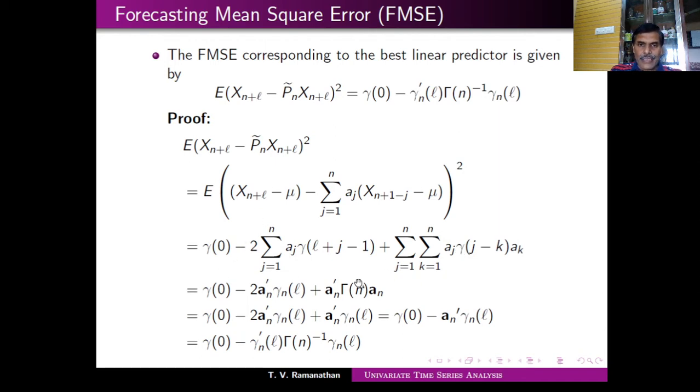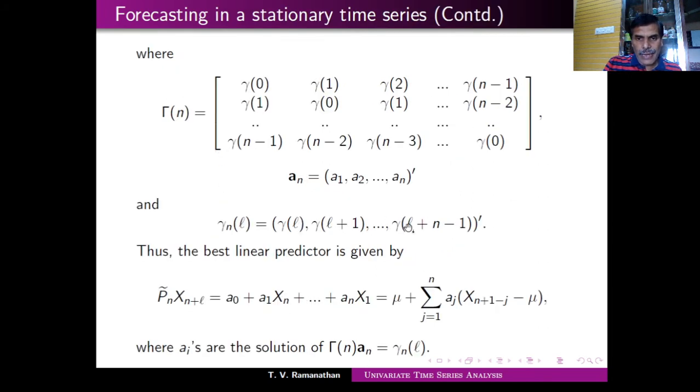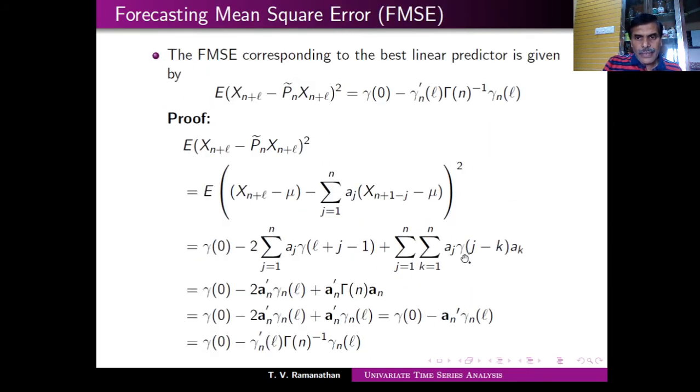Now if you rewrite this, you can see that this is gamma 0 minus twice an prime gamma nl. Gamma nl is a vector. You might have seen it in the previous slide. This is my gamma nl. And this is a quadratic form. You know that x prime Ax is summation aij xi xj. Exactly the same thing here. X prime Ax is summation ajk aj ak. So this can be written in this manner.